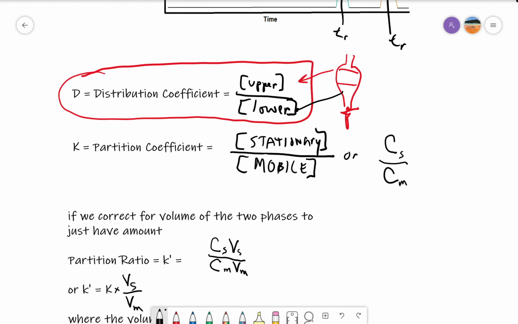So the equivalent of the distribution coefficient when we go to column chromatography is the partition coefficient, and it is defined as the total concentration in the stationary phase divided by the total concentration in the mobile phase. This too then, the partition coefficient, is a measure of a compound's affinity for the stationary phase. The higher the affinity for the stationary phase, the bigger the partition coefficient is.